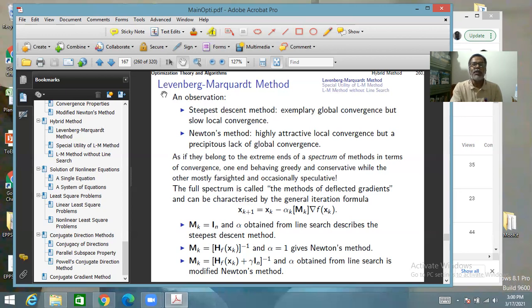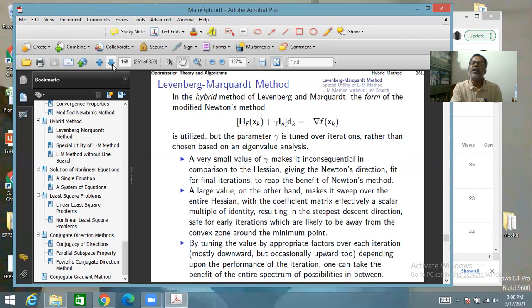And now what we are going to do is that in this category, we will design a method which will move around the spectrum as it finds appropriate. Okay, and this is the hybrid method of Levenberg and Marquardt, the form of which is very much like modified Newton's method. That is, the search direction is found by solving this. But this gamma, which in the modified Newton method we decided to have something which is safe, and for that the eigenvalue analysis was needed, that this Levenberg-Marquardt method avoids. Rather than determining gamma based on the eigenstructure analysis, here in Levenberg-Marquardt method we tune gamma.